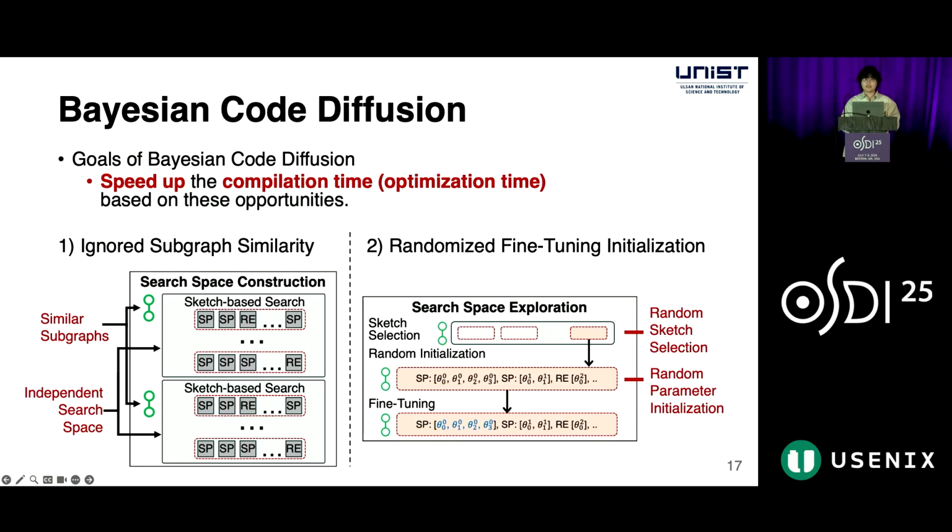To take advantage of these opportunities, we propose a method called Bayesian Code Diffusion. The goal of Bayesian Code Diffusion is to speed up the compilation time by leveraging these key opportunities.